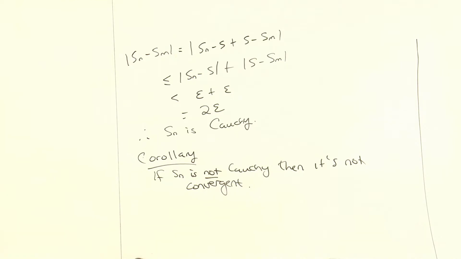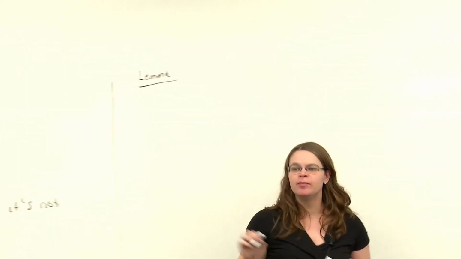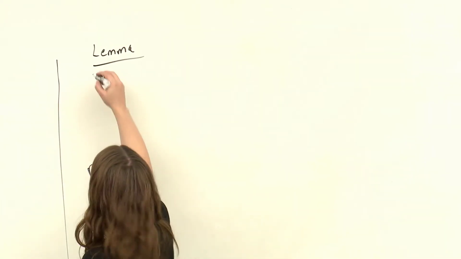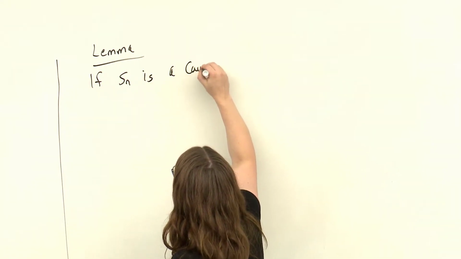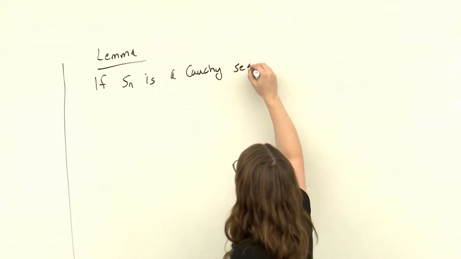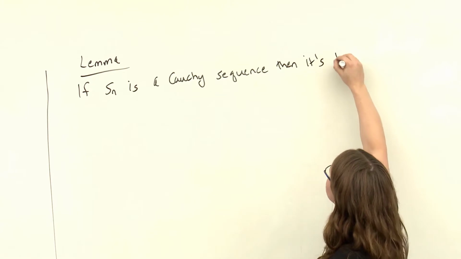So I'm going to give you a lemma, and then we're going to prove that this idea of the Cauchy sequence actually does correspond precisely with convergence. So let's start with a lemma, right? A lemma is like a little mini theorem that we don't care about that much on its own, but we're going to use it to prove something that we do care about. So if Sn is a Cauchy sequence, then it is bounded.